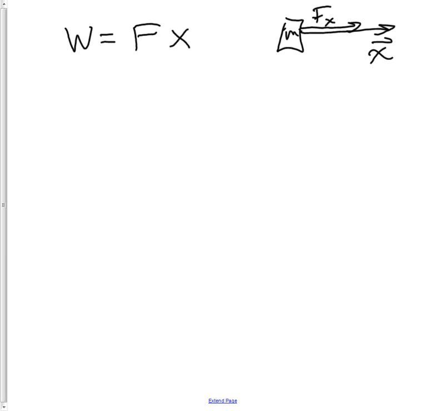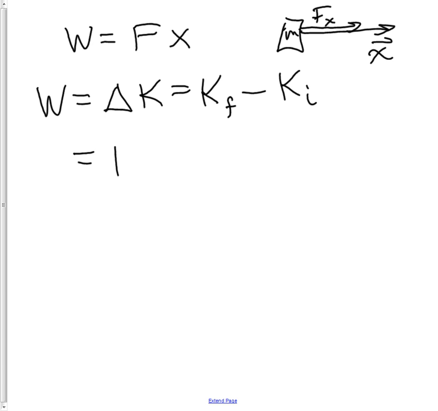But what I want to say is that something changes as a result of doing work on it. In other words, work is equal to the change in some quantity which I'm going to call K. That is, the work is equal to the final value of this thing K, whatever it is, minus the initial value of K, and that, of course, is equal to F times x.